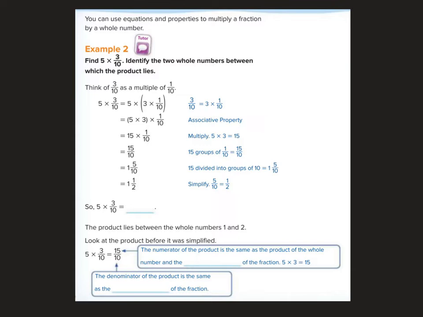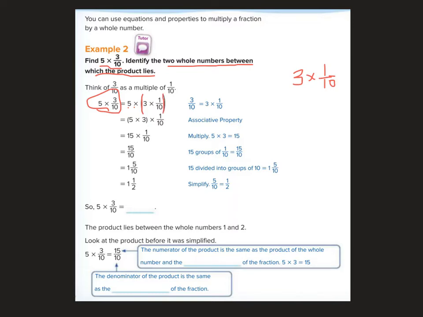Okay. You can use equations and properties to multiply a fraction by a whole number. Find 5 times 3/10. Identify the 2 whole numbers between which the product lies. I love that. Okay, let's take a peek here. Think of 3/10 as a multiple of 1/10. So if I think of 3/10 as 3 times 1/10, then I would think of 5 times 3/10 as 5 times the quantity. That just means we're going to multiply it by 3 times 1/10.